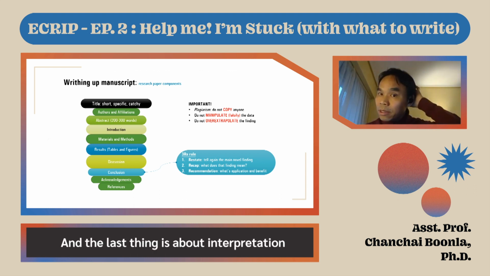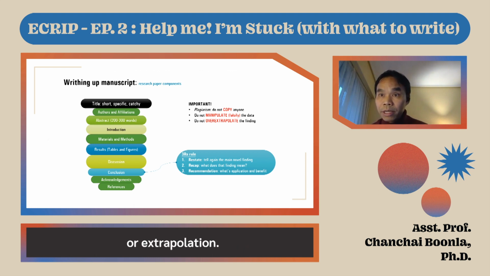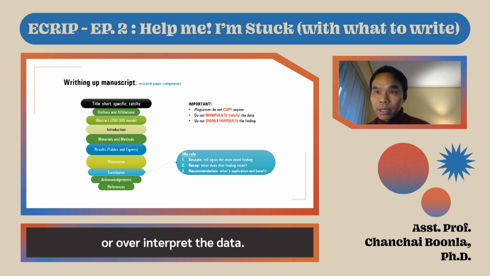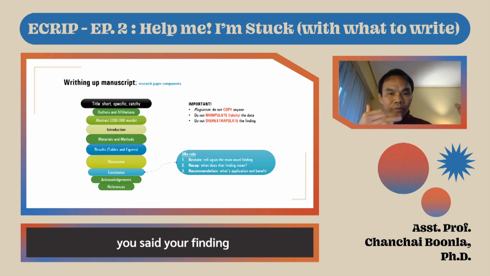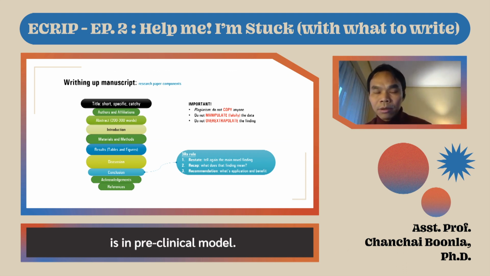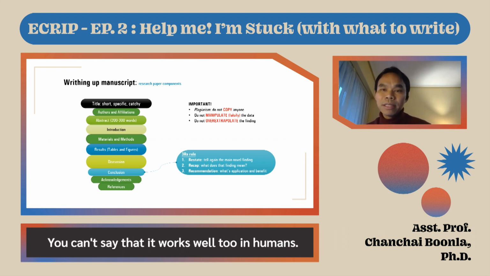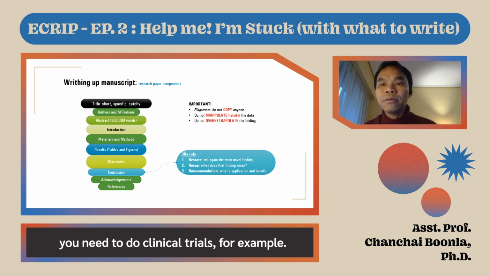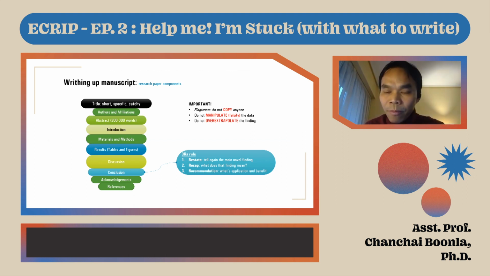And the last thing is about interpretation or extrapolation. When you want to interpret the data, just interpret it as it is. Don't over-interpret the data. For example, say your finding is in a preclinical model. This drug worked very well in a preclinical model. You can't say that it worked well in humans too. If you want to say that in humans, you need to do a clinical trial, for example.